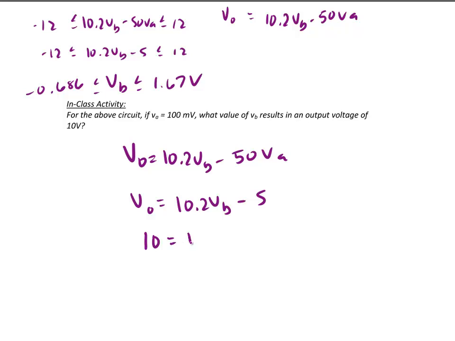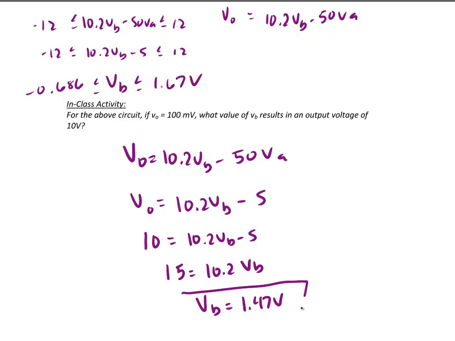So 10 is equal to 10.2 VB minus 5, or 15 is equal to 10.2 VB. And finally, we solve for VB. So VB must be equal to 1.47 volts. This concludes today's lecture on difference amplifiers, cascaded amplifiers, and our review of non-inverting, inverting, and summing amplifiers.